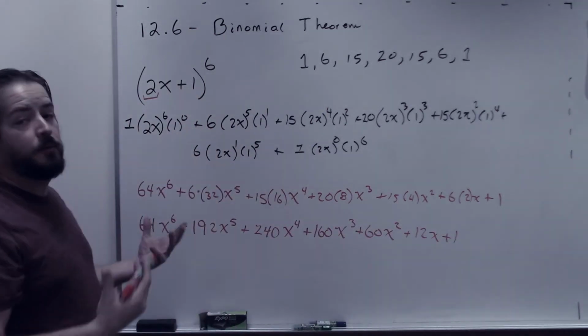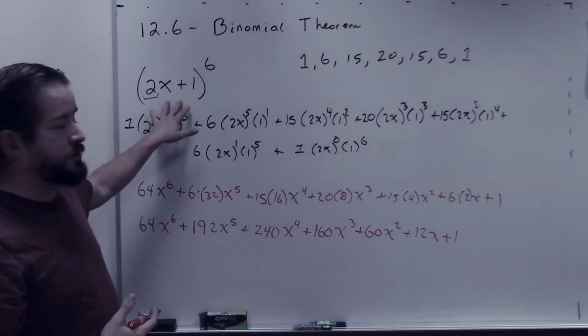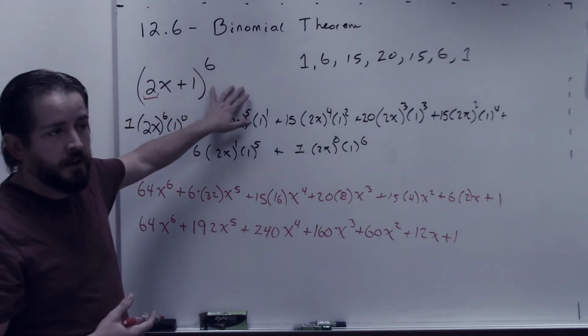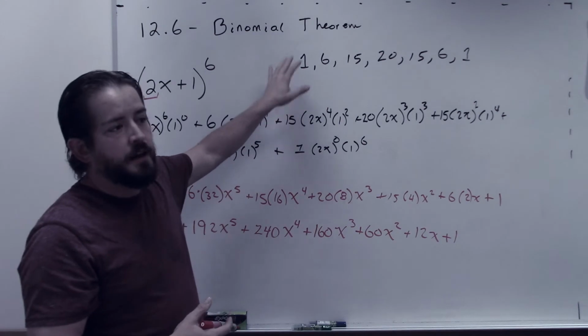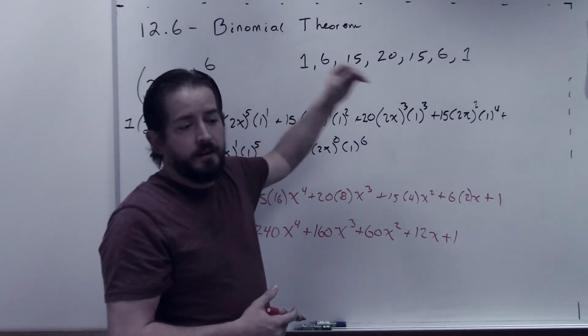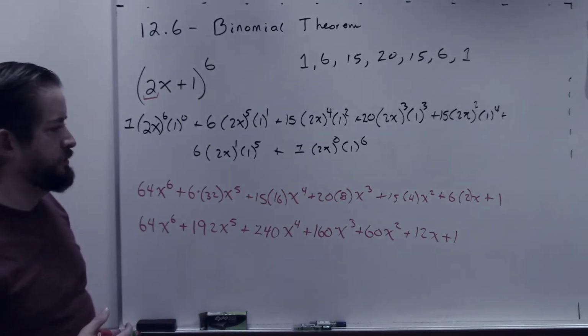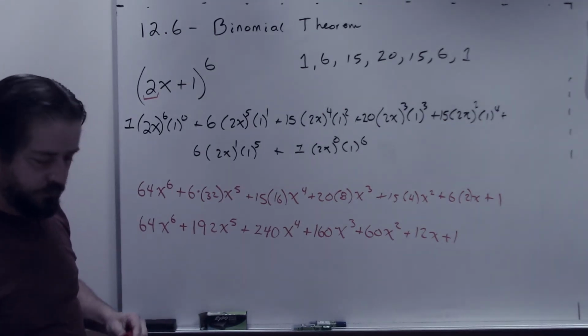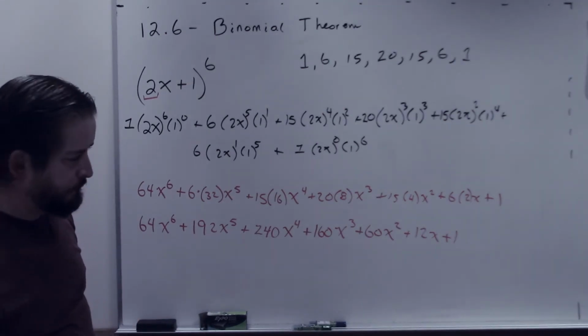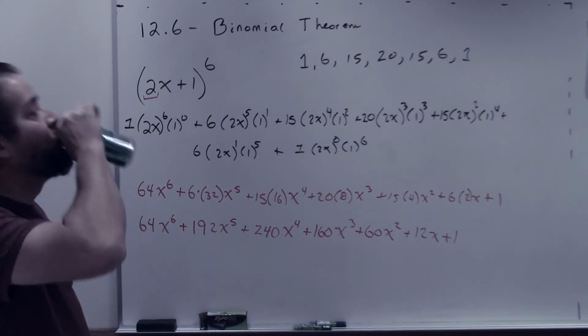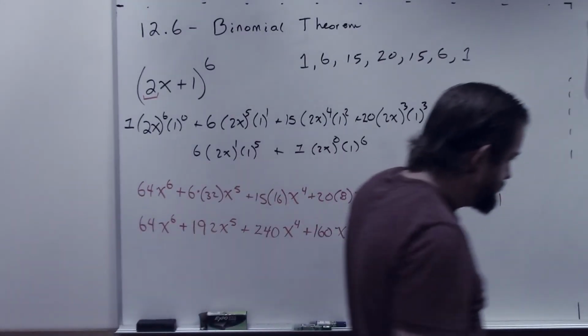And again, in my opinion, still easier than taking 2x plus 1, multiplying it by 2x plus 1, and then another 2x plus 1, and then another and another and another. That's a nightmare. That's like this whole board 6 times over. Nobody wants to do that.